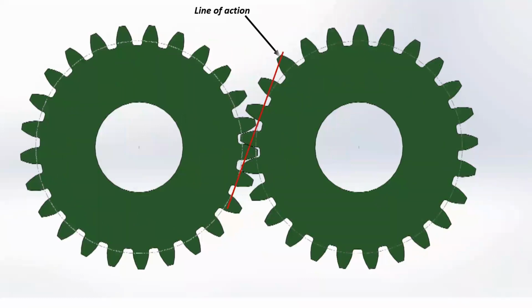Line of action. It is the common tangent to the base circles of the mating gears and passes through the pitch point. The contact between the involute surface of mating teeth occurs on this line. It is also the line along which the force is transmitted from the driving gear to the driven gear.